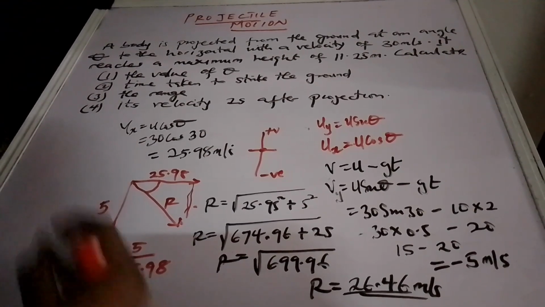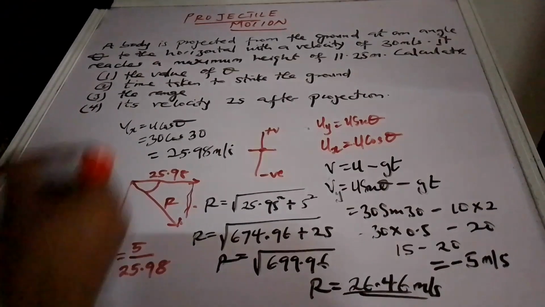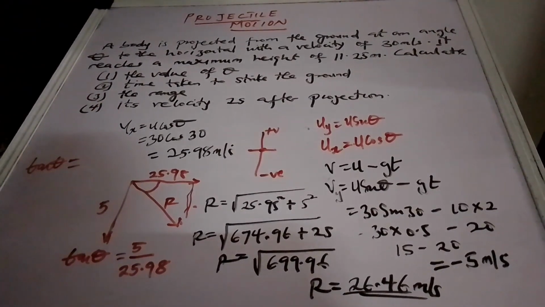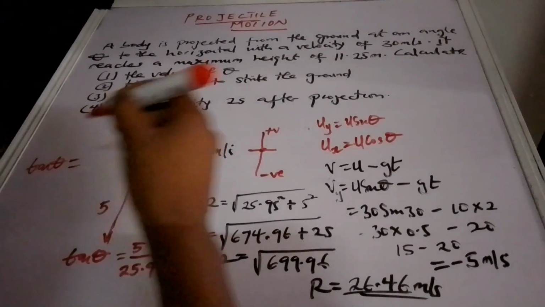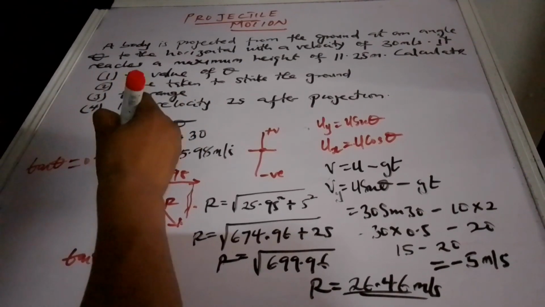So if I want to do that, let me just do it to this side now. Then tan theta is going to be 5 divided by 25.98. So that's going to give us 0.192.